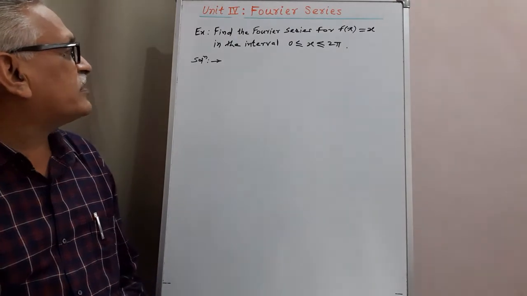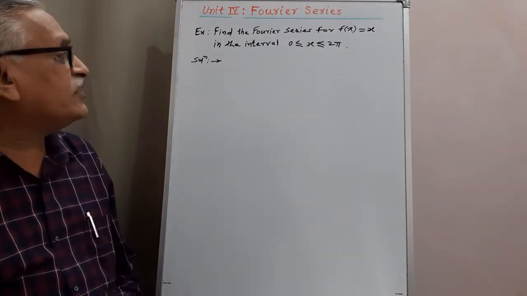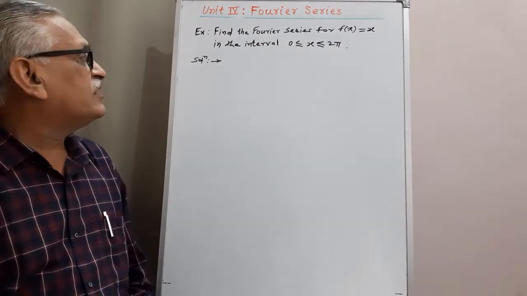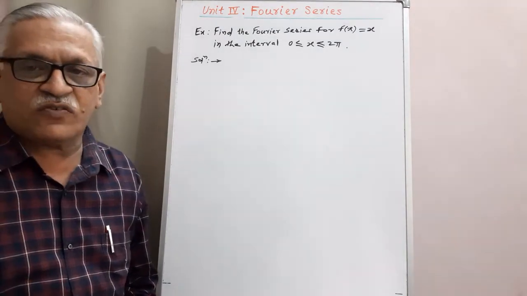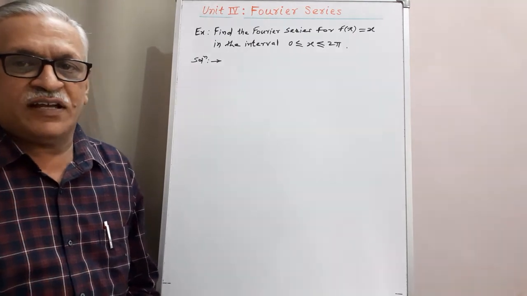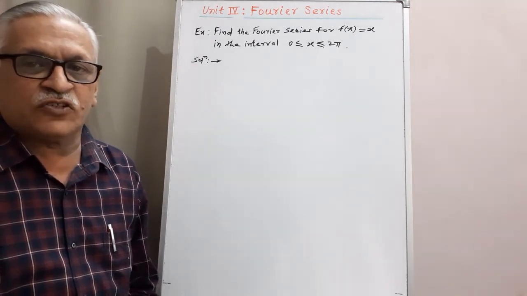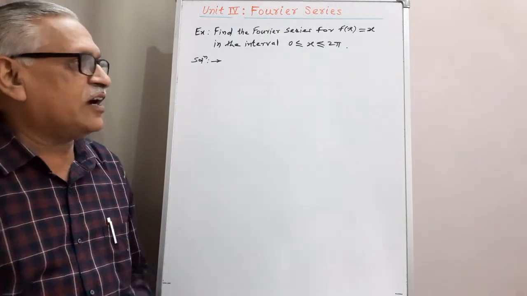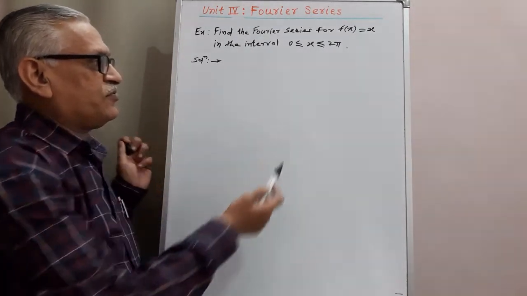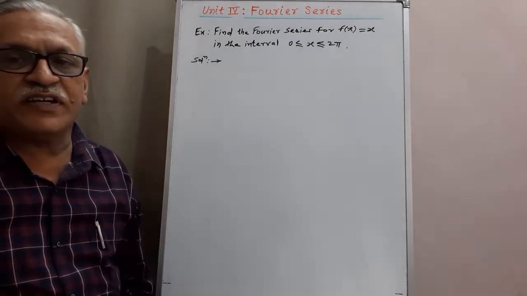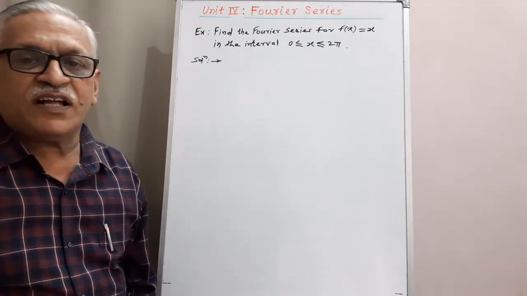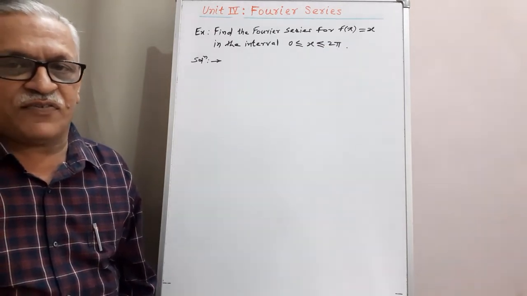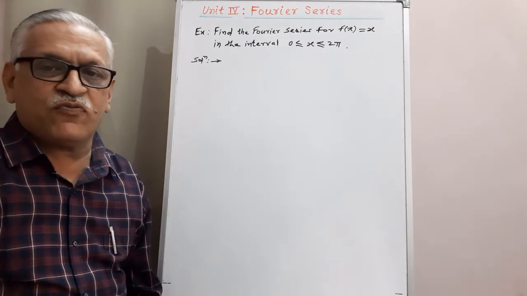Let us see the first example. Find the Fourier series for the function f of x equals x in the interval 0 less than or equal to x less than or equal to 2 pi. As the range is 0 to 2 pi, it is a full range. Though here it is a 0 to L type of interval, nowhere is it mentioned that we are required to obtain a half range. If that word appears, then it becomes a half range problem. Otherwise, it is a full range problem.